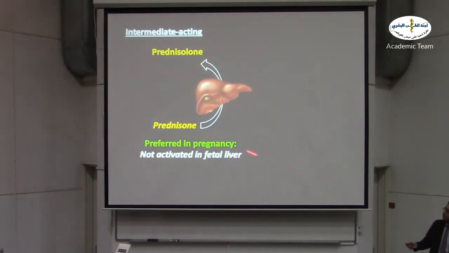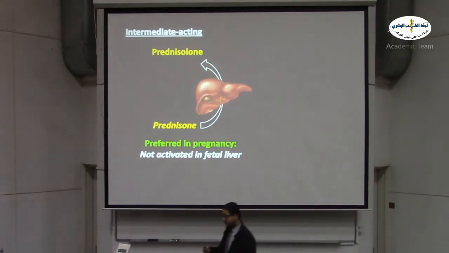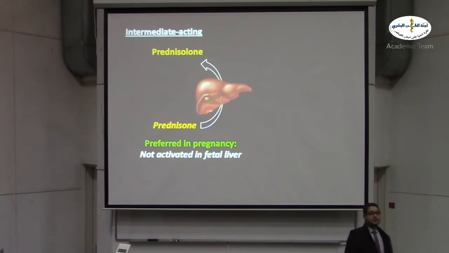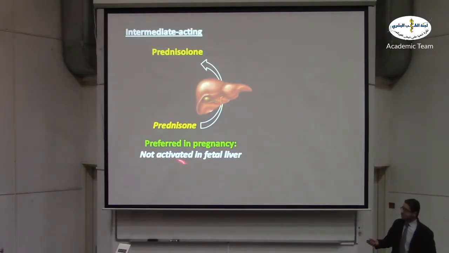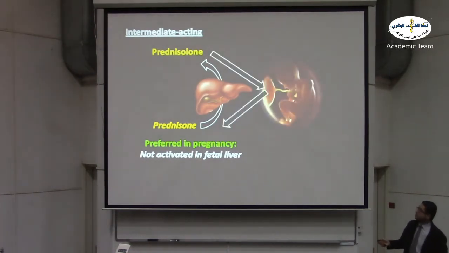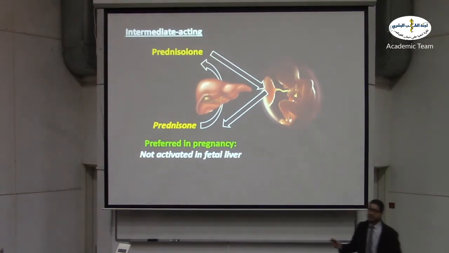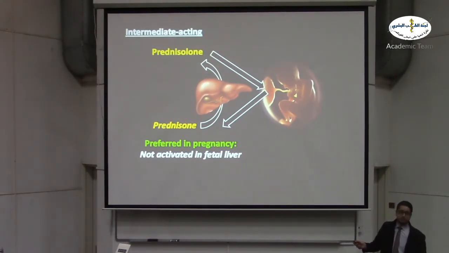The reason is that it's not activated in the fetal liver. The fetal liver does not have a good enzymatic system to activate prednisone into prednisolone. Does that make sense or not? Exactly, because logically, it's not activated in the fetal liver. But it could be activated in the mother's liver and then shunted into the fetus. The interesting thing is that the placenta has a special enzymatic system that, once exposed to prednisolone, converts it back to prednisone. So it has to be activated within the fetal liver to produce any kind of effect. That is why in pregnancy we prefer to use prednisone. Okay?